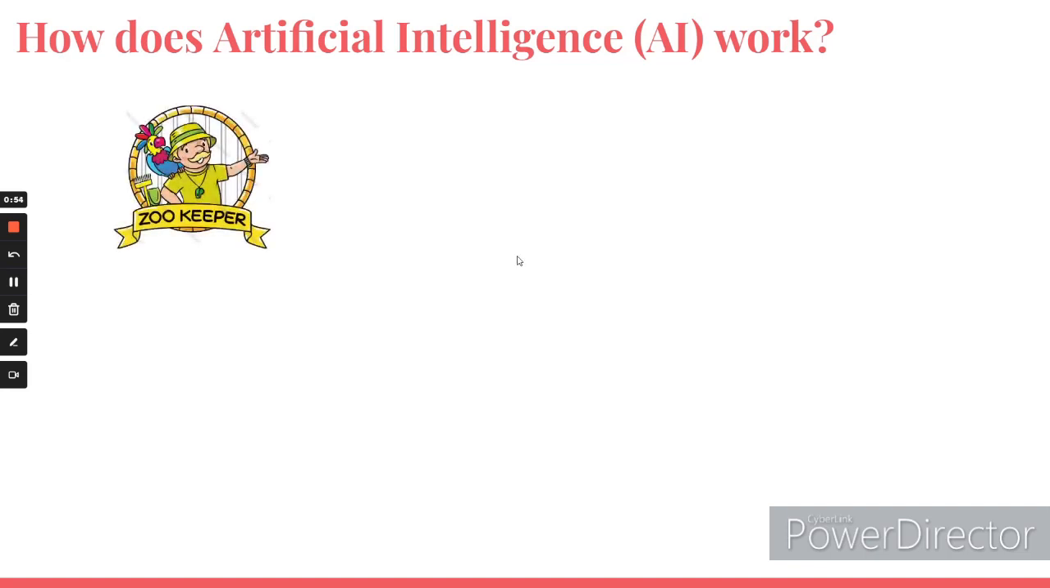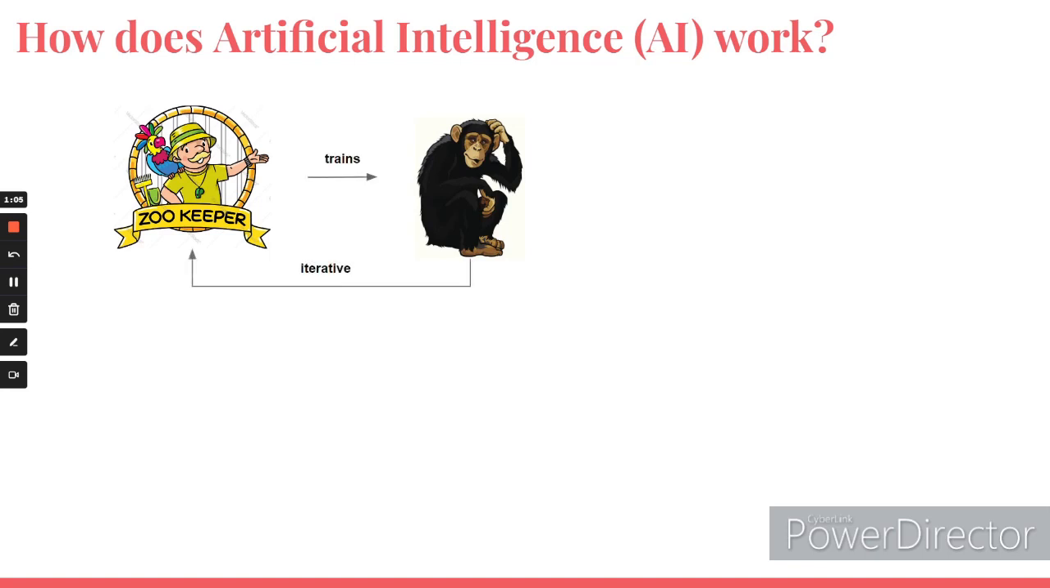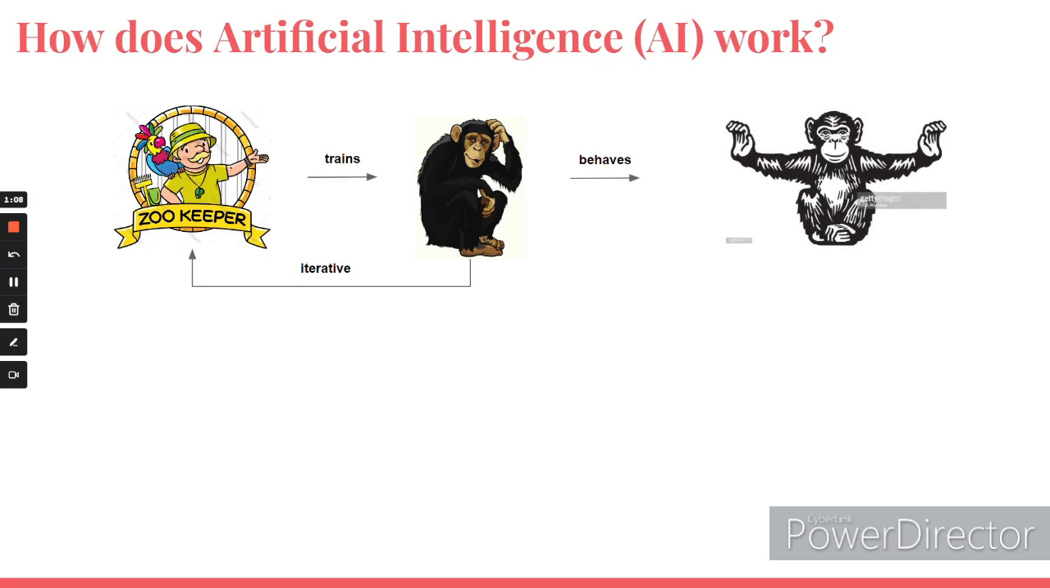So, in the previous slide, we've seen how a zookeeper trains an animal to perform certain tasks, and it works. It behaves. The monkey listens to the instructor. And we've also noticed that this is an iterative process, which means to keep training something till we get the desired outcome. In this case, the monkey is being trained to behave.